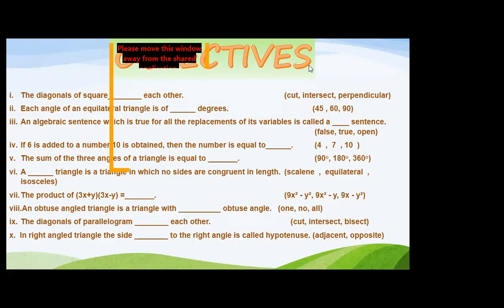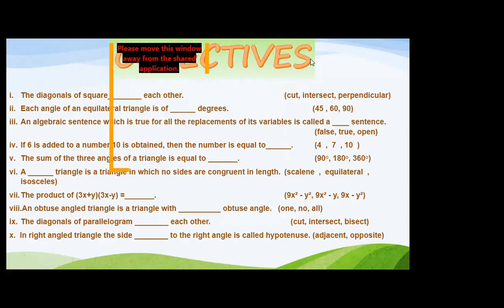Yes, Rumesa, I want you to unmute yourself quickly. Rumesa Abid. Yes, Rumesa. Assalamu alaikum. Walaikum assalam. Diagonals of the square dash each other. What is the answer? Perpendicular. Very good. So the diagonals of the square are perpendicular to each other. Each angle of an equilateral triangle, each angle of an equilateral triangle.